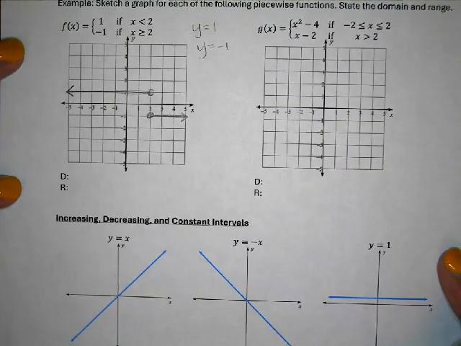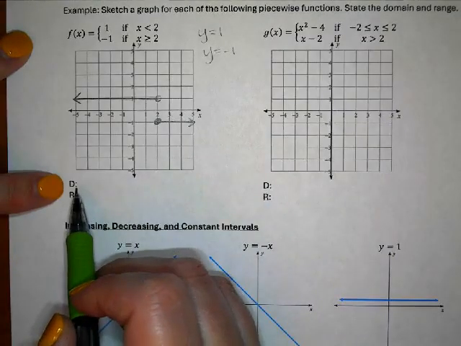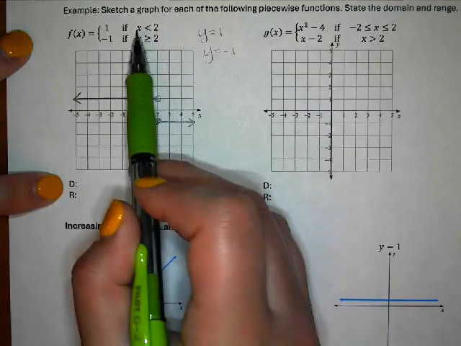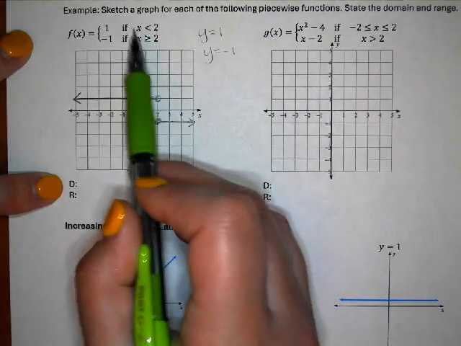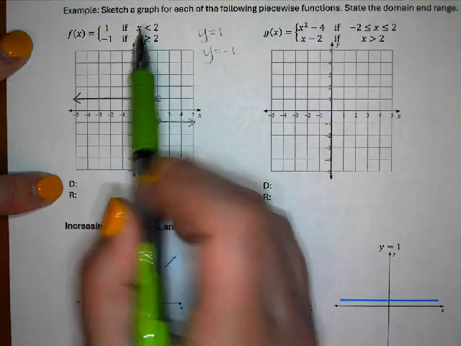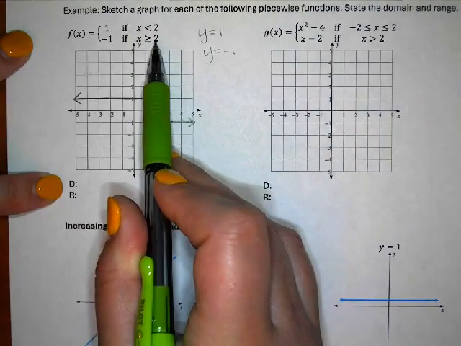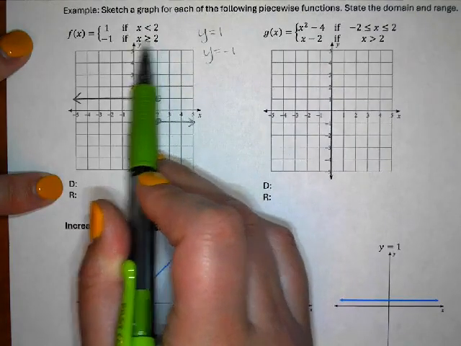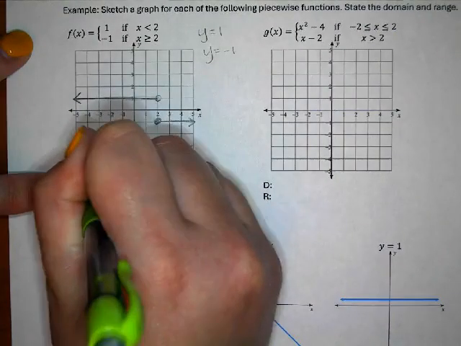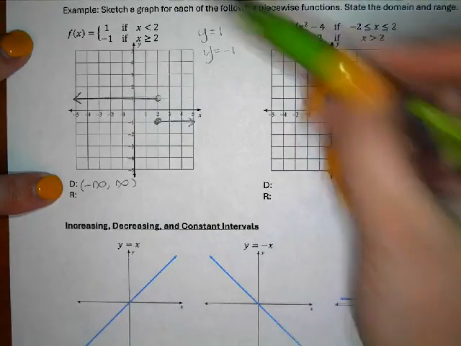For this one, if we looked at the domain, what x values can you plug in? You can plug in all the negative x values here, negative infinity, negative 100, negative whatever. You can plug in 0 here, and you can plug in anything that's less than 2. For this one, you can plug in 2 exactly, and then any numbers bigger than 2. So for the domain, we would say negative infinity to infinity. You can plug in any value for x, you just have to choose if you're doing it for the left piece or the right piece.